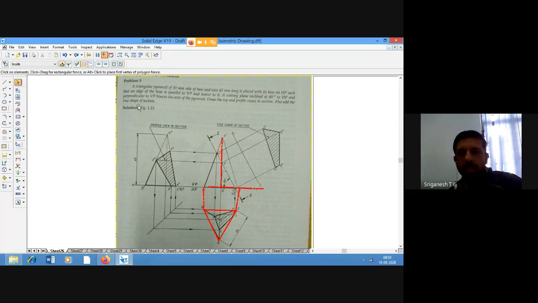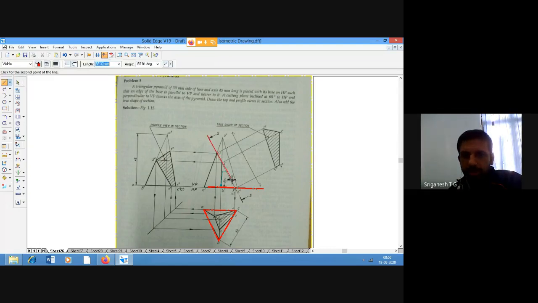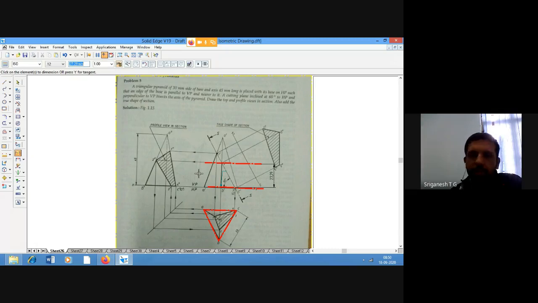After doing this, now we will come to the cutting plane portion. The cutting plane should be inclined at 60 degrees to HP and it bisects the axis. That means it passes through the midpoint of the axis, at mid height. So 45 divided by 2, this height should be 22.5.